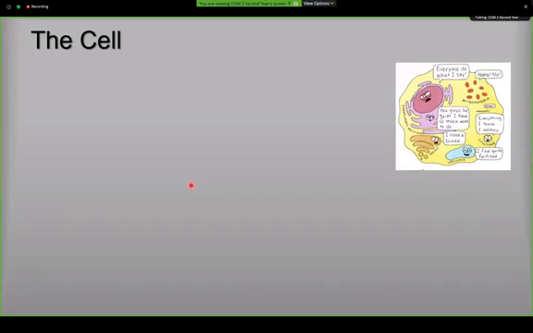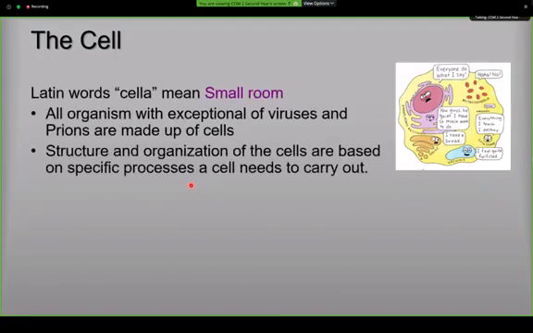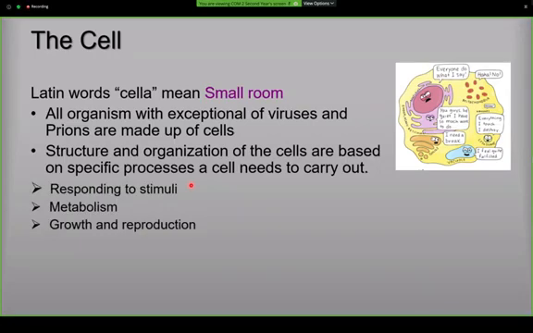So all the structure in the bacteria is helping towards doing certain processes. Okay, this includes, as I said, responding to stimuli, the metabolism, and growth and reproduction.